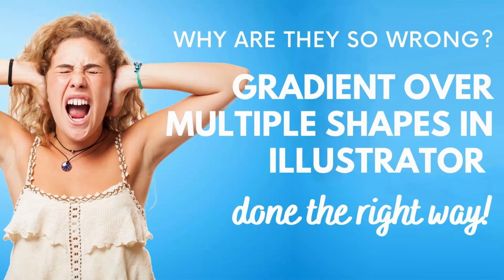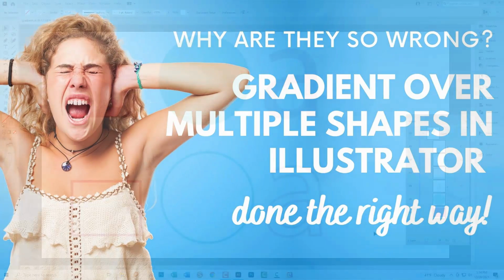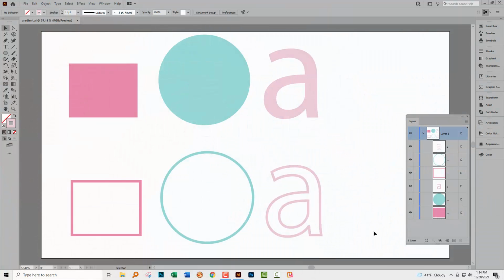Today we're looking at putting a gradient across a series of shapes in Illustrator, but we're also doing a whole lot more than that. The reason I made this video is that a lot of the videos out there that talk about putting gradients across shapes in Illustrator are just plain wrong. What they say about doing it is incorrect. And it's just a lack of understanding as to what's really happening behind the scenes in Illustrator.